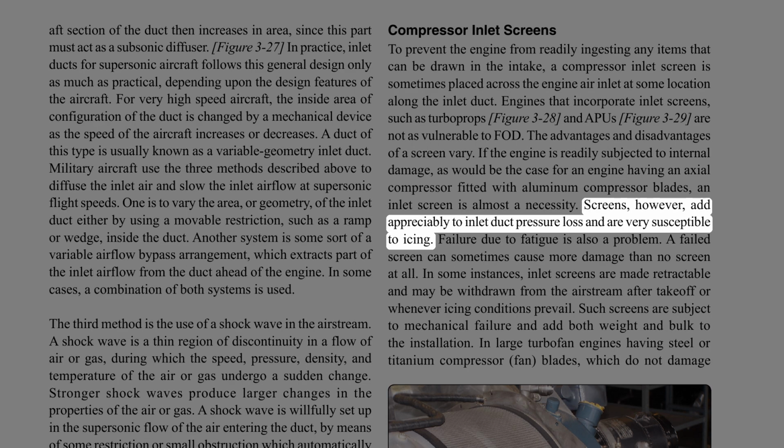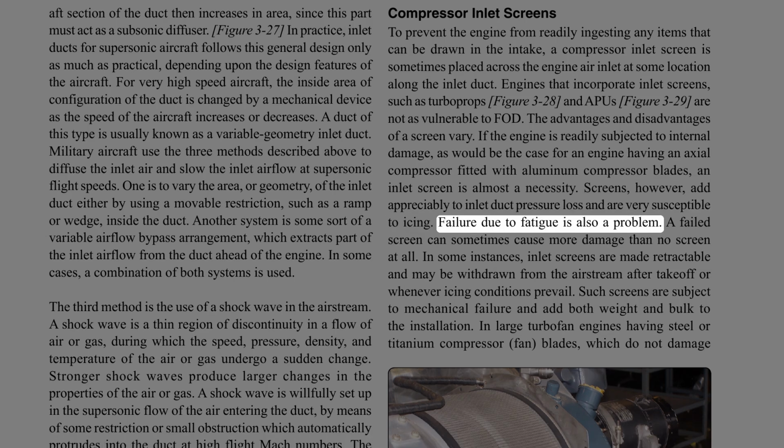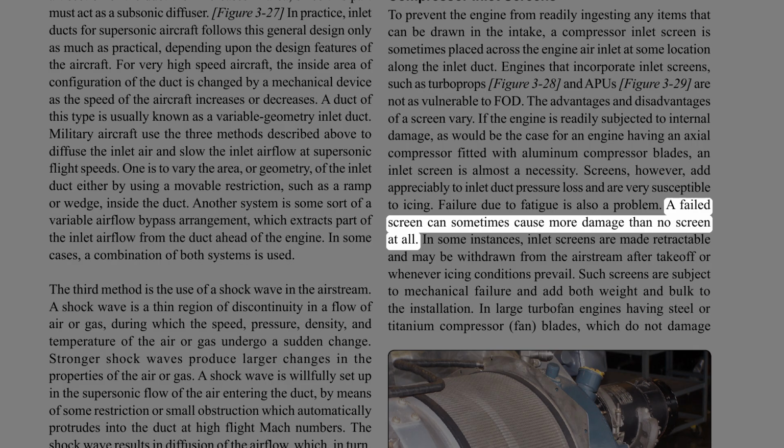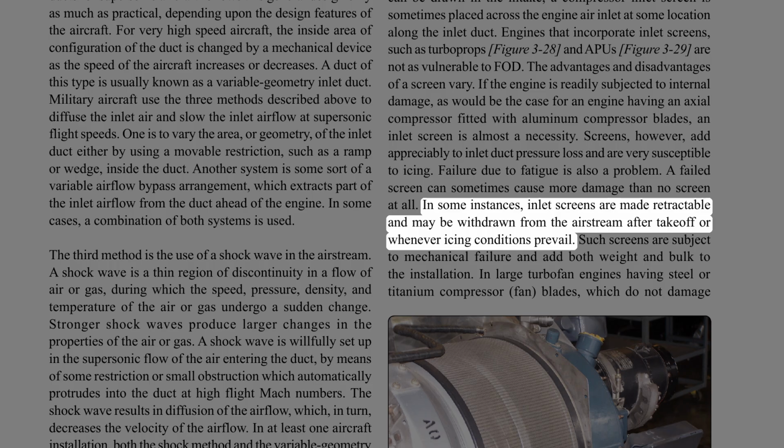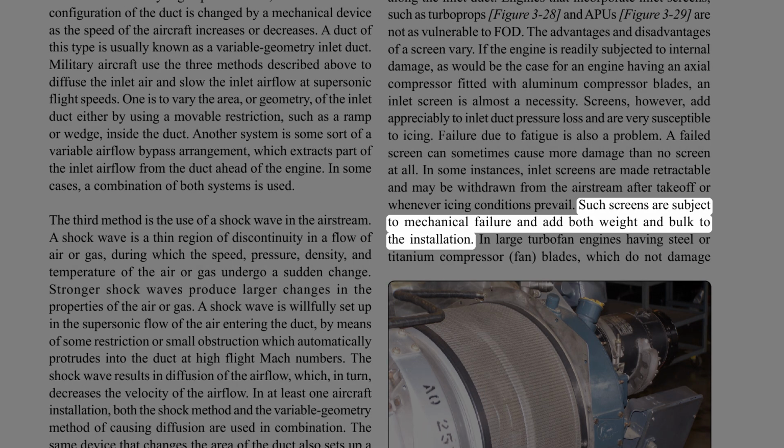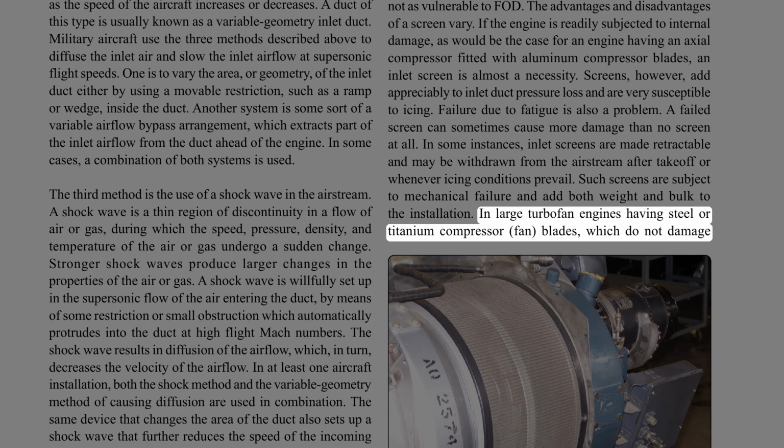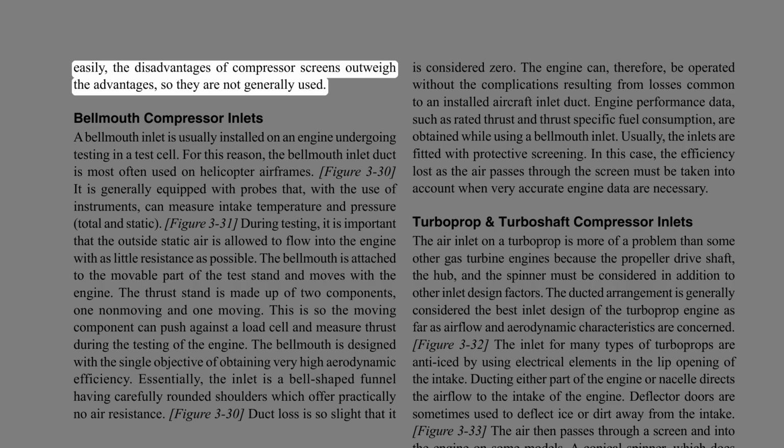Screens, however, add appreciably to inlet duct pressure loss and are very susceptible to icing. Failure due to fatigue is also a problem. A failed screen can sometimes cause more damage than no screen at all. In some instances, inlet screens are made retractable and may be withdrawn from the airstream after takeoff or whenever icing conditions prevail. Such screens are subject to mechanical failure and add both weight and bulk to the installation. In large turbofan engines having steel or titanium compressor fan blades, which do not damage easily, the disadvantages of compressor screens outweigh the advantages, so they are not generally used.